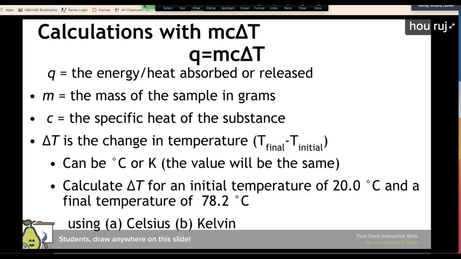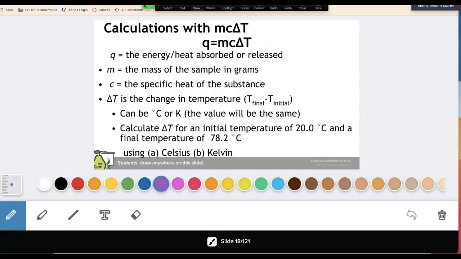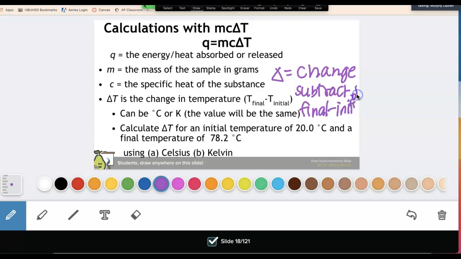If you're wanting to calculate change in temperature, the word change, or the triangle, means change or difference, which mathematically means subtract. Final minus initial. That's what it means in math.